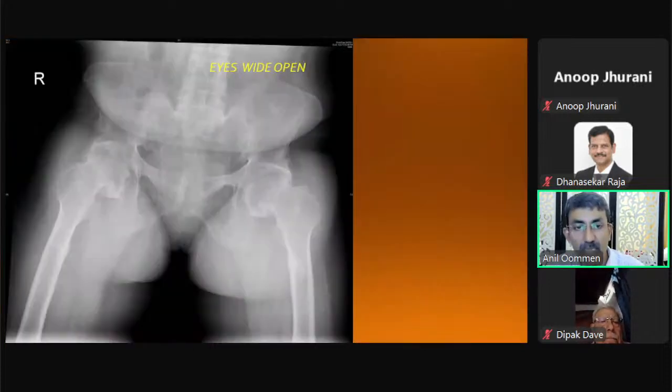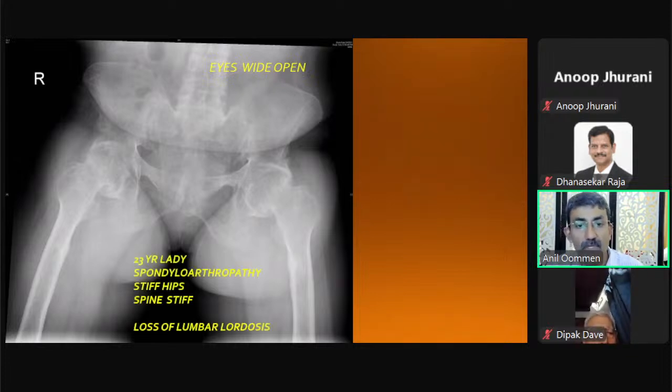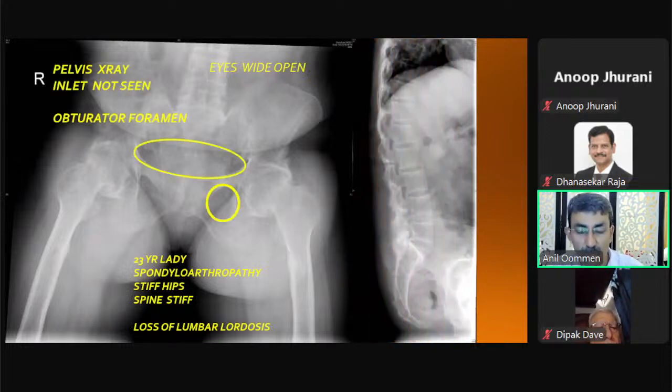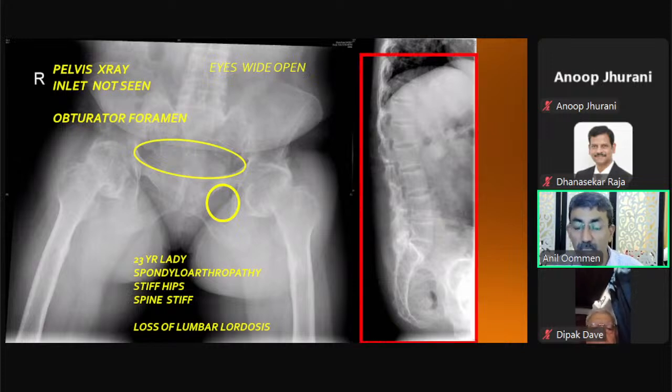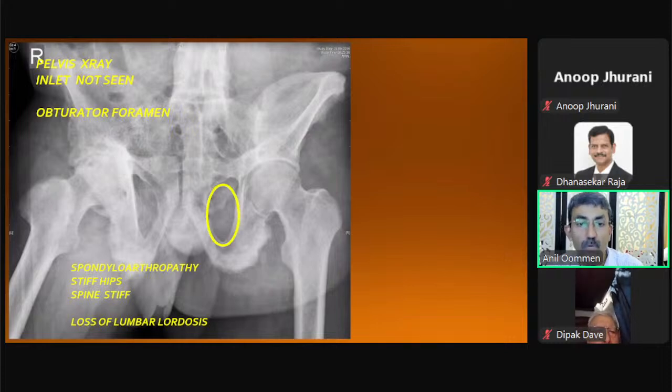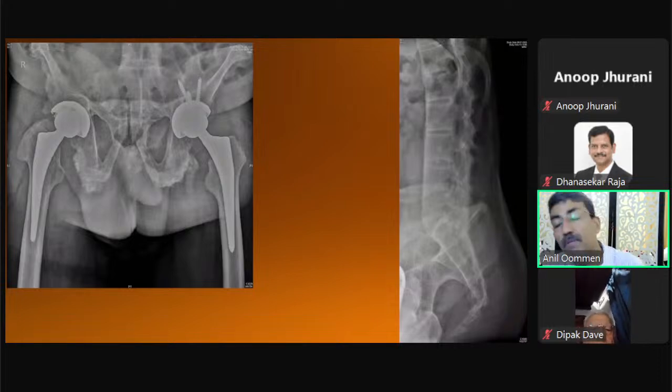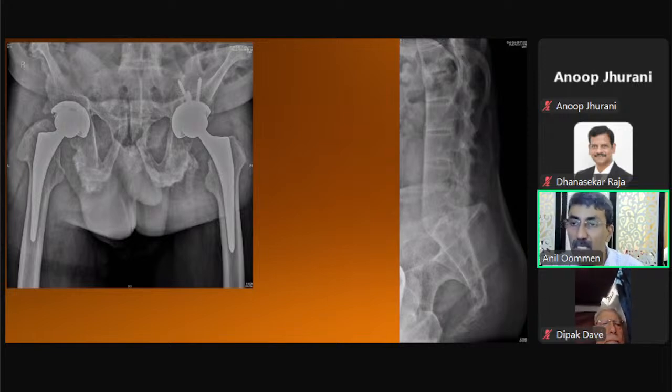Now, this is another typical example. Again, we have a pelvis that has lost its tilt. You have eyes wide open. And if you look at it, this patient had to undergo a hip arthroplasty on both hips. And this is what was done. Keeping in mind that the lumbar lordosis has been lost, we undertook what is called an uncemented total hip on both sides. And we paid attention to the fact that the anteversion should not be increased. In other words, try to reduce the anteversion as much as possible.